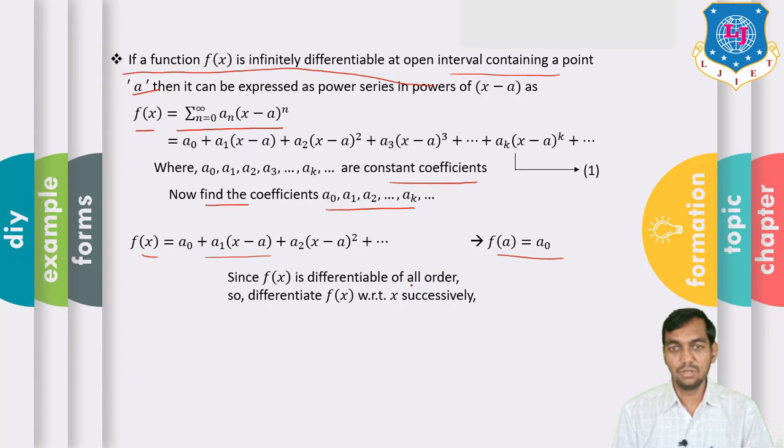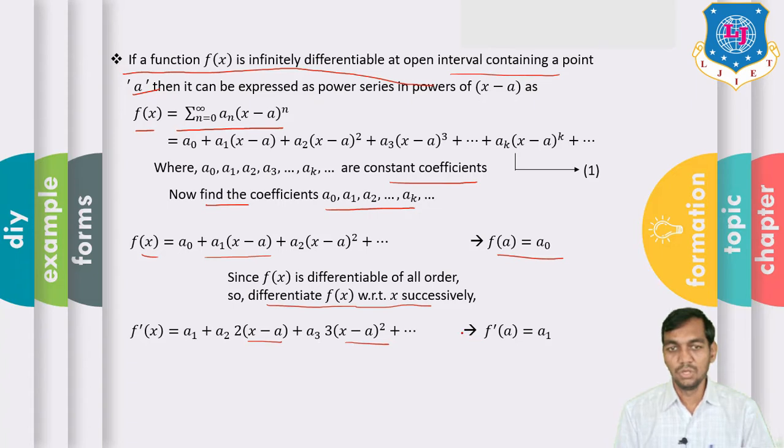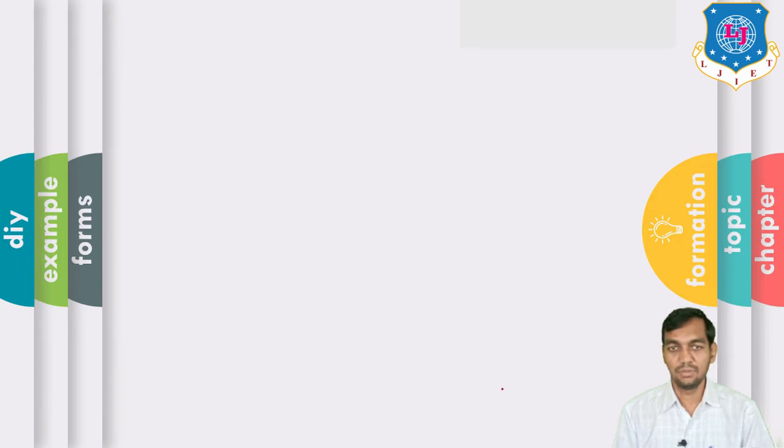Since f is differentiable of all orders, that means infinitely differentiable, differentiating f(x) with respect to x will give f dash x is equal to a1 plus a2 into 2 (x minus a) plus a3 into 3 (x minus a) whole square and so on. If we again substitute x is equal to a, then this term is 0, this term is 0, correct? These terms and all terms after that are going to be 0. And that will give f dash a is equal to a1, correct? And that will give a1 is equal to f dash a upon 1 factorial. We have written it in that form.